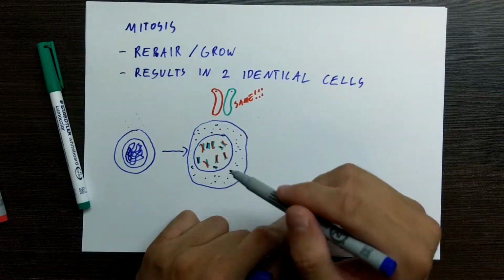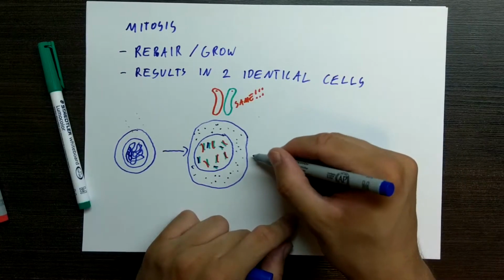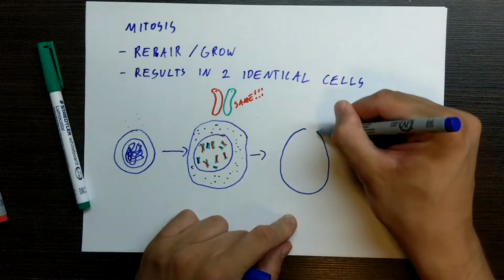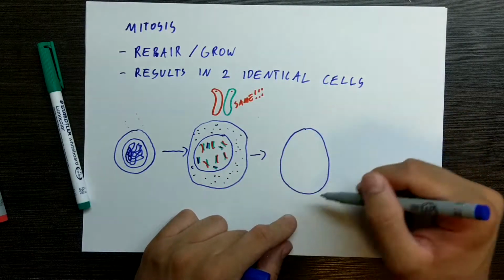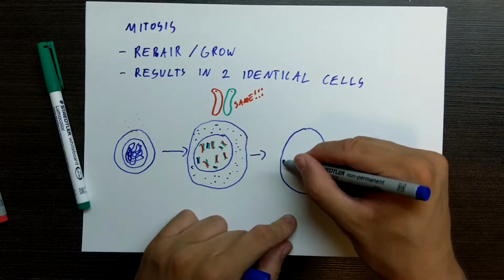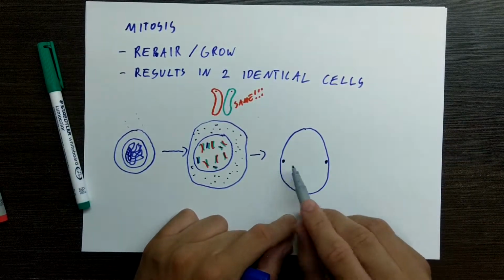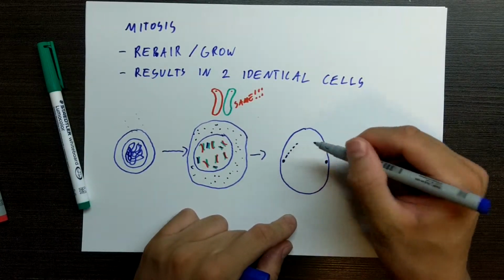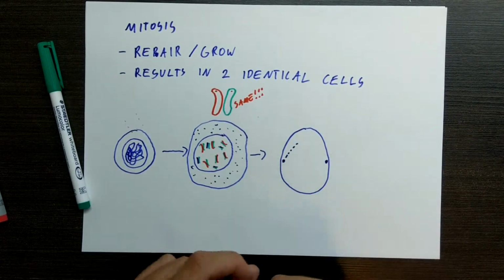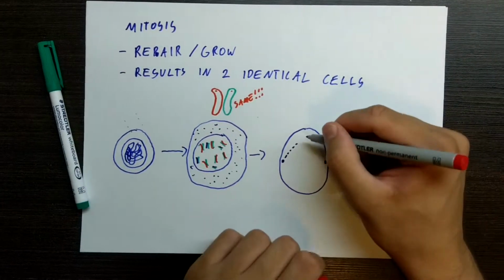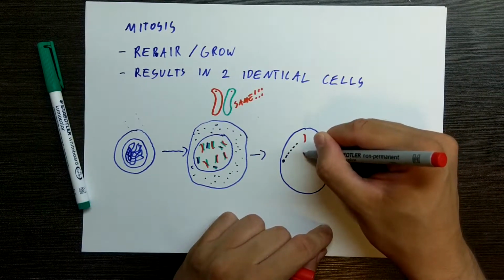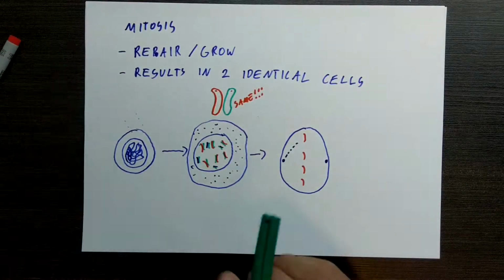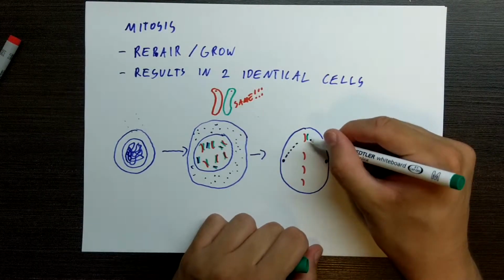Now, what happens next? Well, what happens next is interesting. The nucleus breaks down, so we no longer have that clear nucleus, we just have the cell. And what happens is these spindle fibers form on the opposite sides of the cell. And what also happens is these chromosomes line up. So I'm just going to simplify it here, just going to use red and green. So they all line up along the center of the cell.